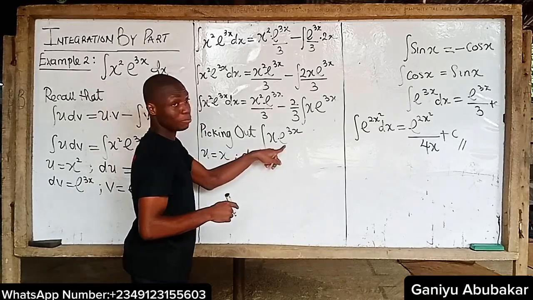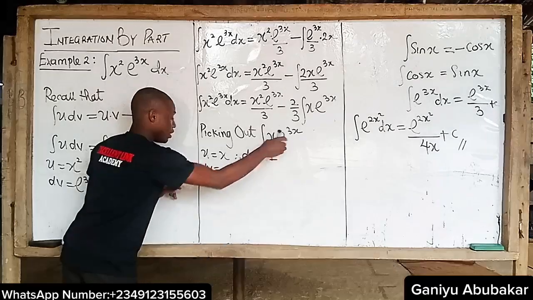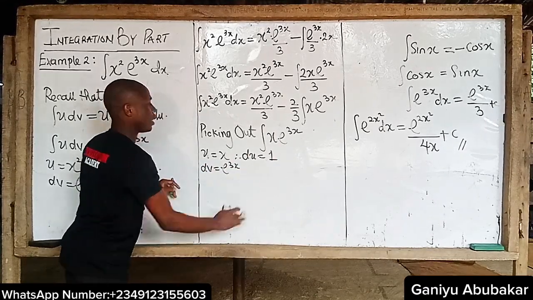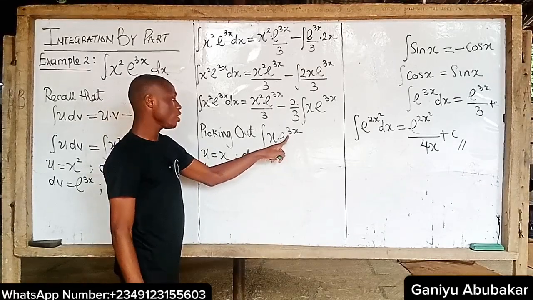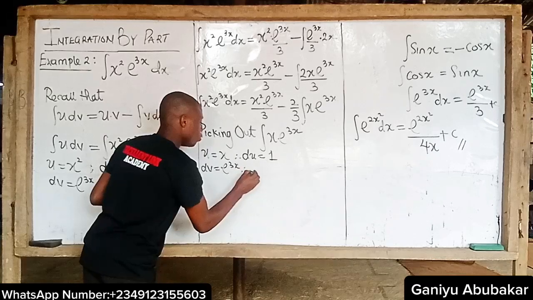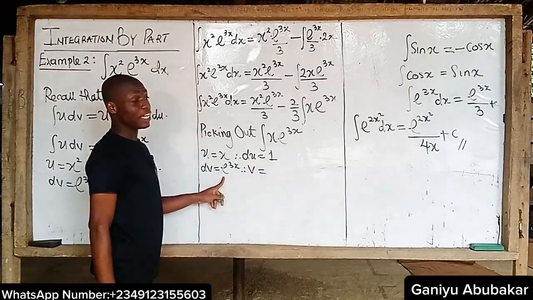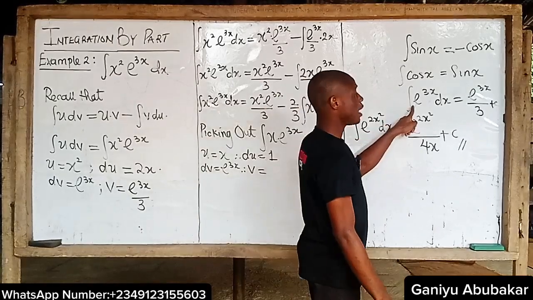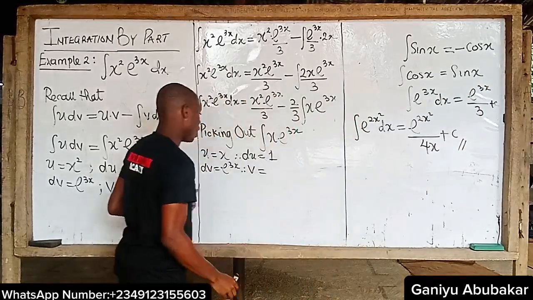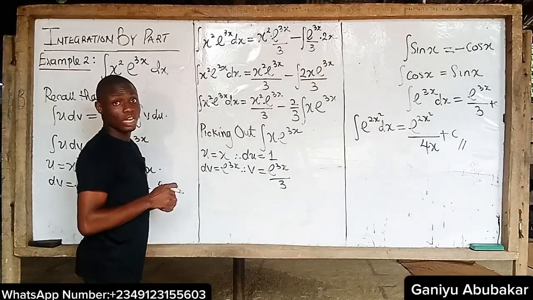This becomes dv. I've just said earlier that dv is given as exponential 3x. So my dv is exponential 3x. To get v, we said we are going to integrate. So v is equal to the integral of exponential 3x, which I just said earlier gives exponential 3x over 3. Similarly, I'll have exponential 3x all over 3.